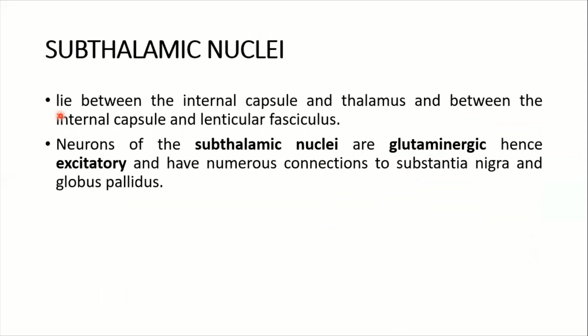Subthalamic nuclei lie between the internal capsule and thalamus, and between the internal capsule and lenticular fasciculus. Neurons of the subthalamic nuclei are glutaminergic, hence excitatory, and have numerous connections to the substantia nigra and globus pallidus.